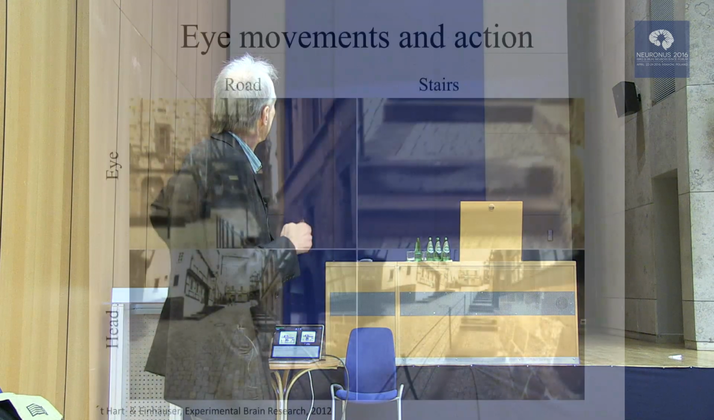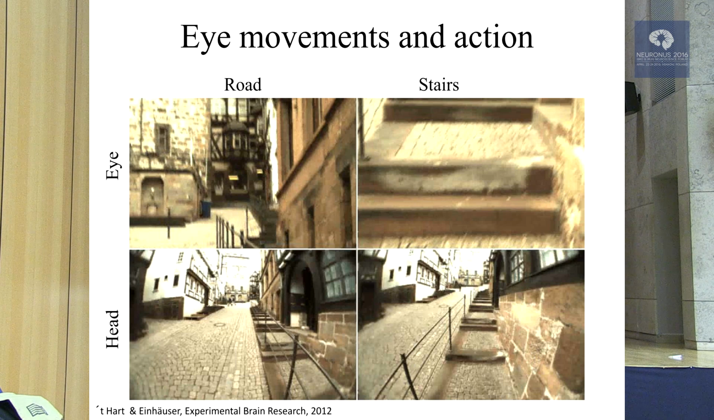Now, this is an example from a colleague of mine from nearby Marburg, Wolfgang Einhäuser, and he also had a mobile eye tracker that not only tracked where the people were looking, but also where they had a head-mounted view. And these are two observers. One of the observers to the left is walking up this cobbled road in the old town of Marburg, and the observer to the right is just walking next to the other one up this irregular flight of stairs.